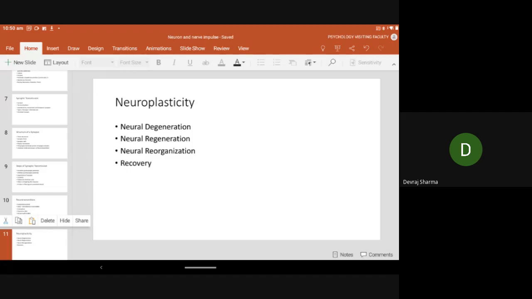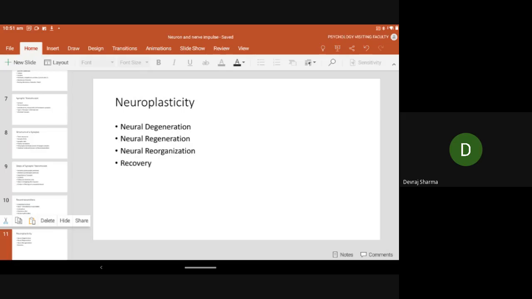Now, when the neuron breaks from the center of the axon, including the cell body, it is known as retrograde degeneration. It is the degeneration of the segment that is proximal, between the cut on the axon and the cell body.